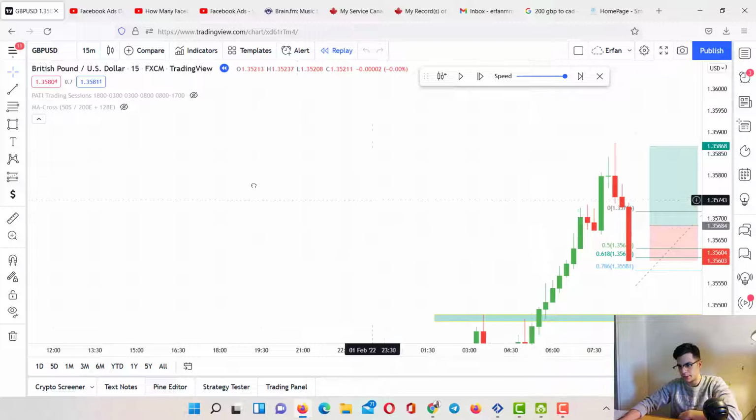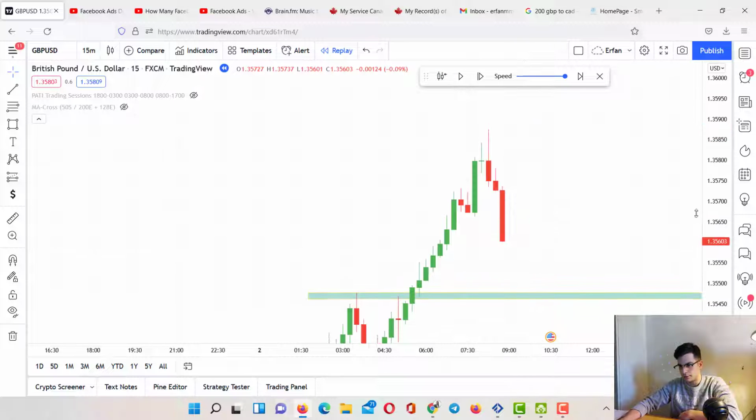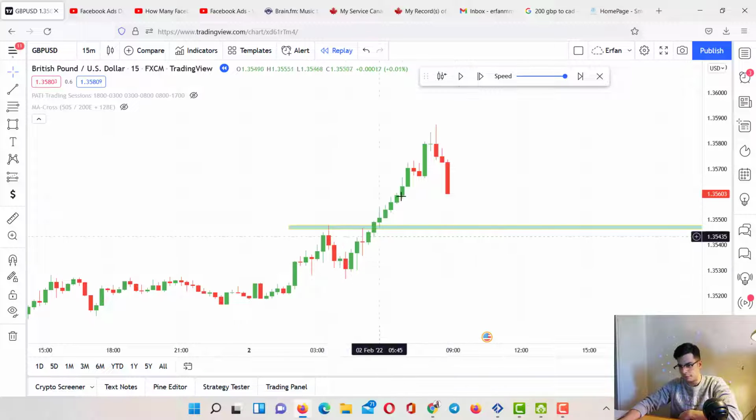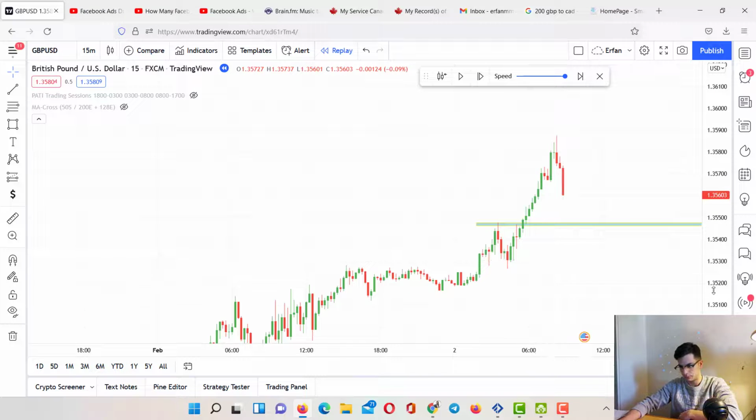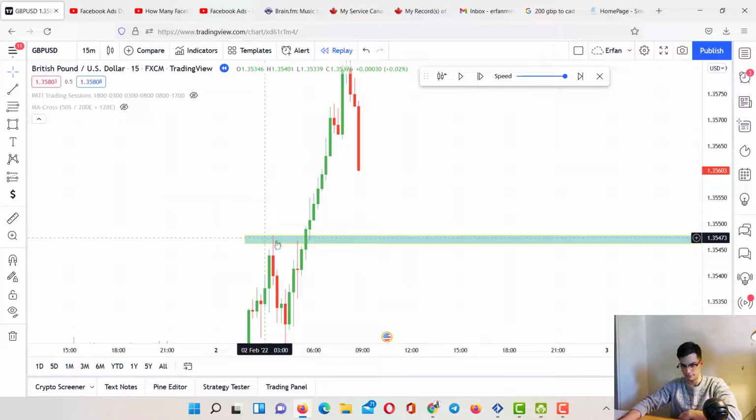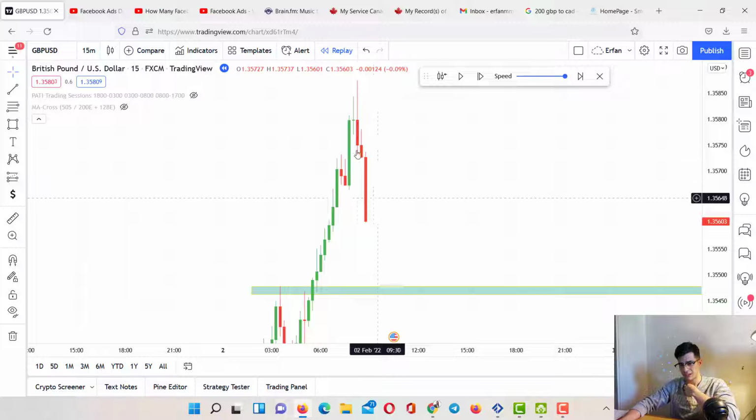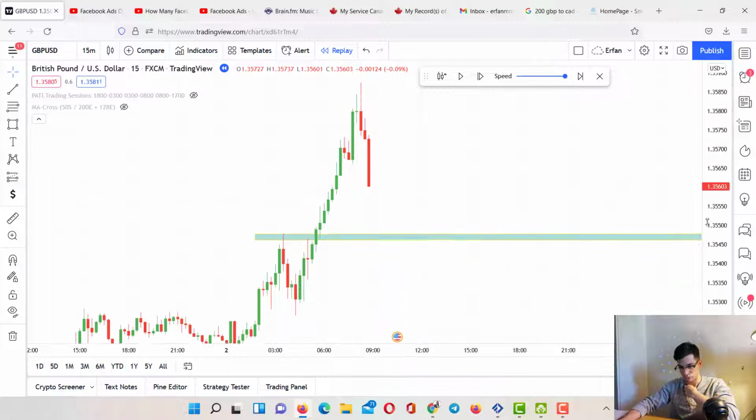It was right here. Okay, so let me just remove everything, and then what I did was said, okay, we had a very bullish trend. It's definitely bullish. We had a break of structure. We have a support level here, and then literally after that, the price is kind of doing its correction.